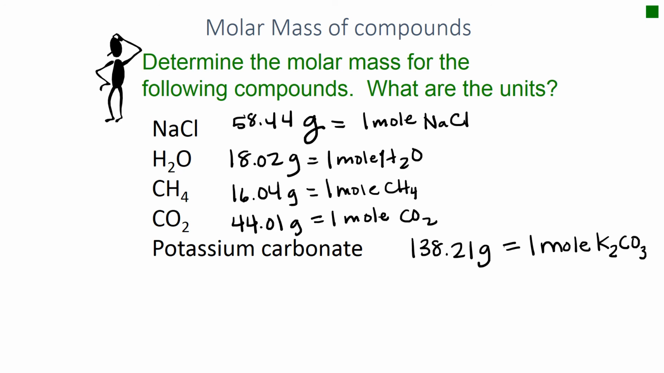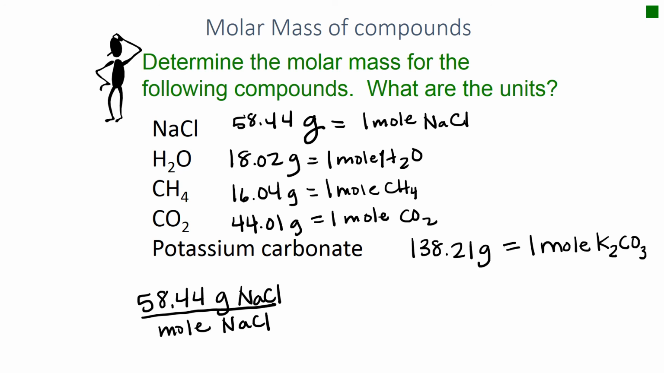Now, you won't see them written like that in the book. You're going to see them written like that. So we want to write them 58.44. Okay, so I'll just do sodium chloride as an example. 58.44 grams of sodium chloride per mole of sodium chloride.